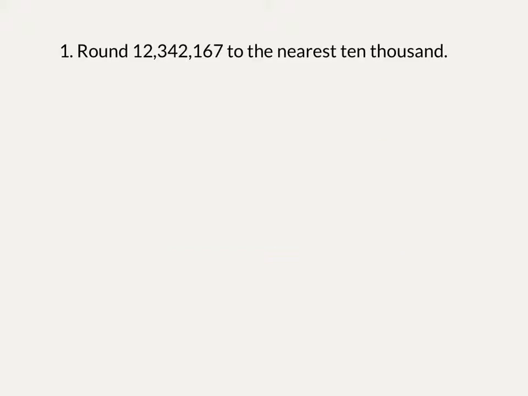Question 1. Round 12,342,167 to the nearest 10,000. First, we want to identify the digit in the 10,000s place. If we read from right to left, we have the ones place, the tens place, the hundreds place, the thousands place, and then the 10,000s place. So the 4 is in the 10,000s place.